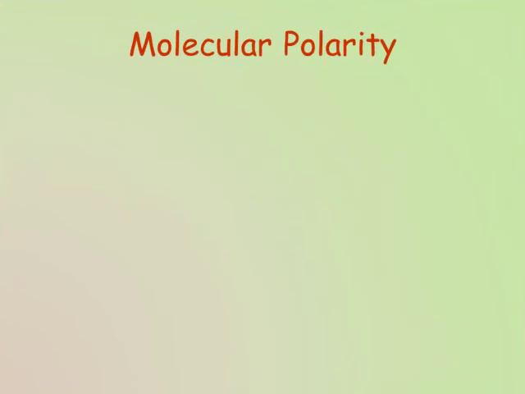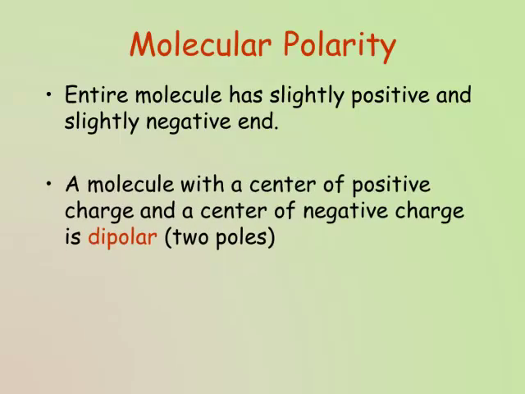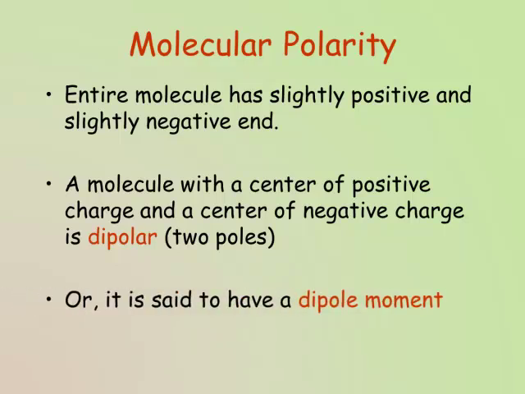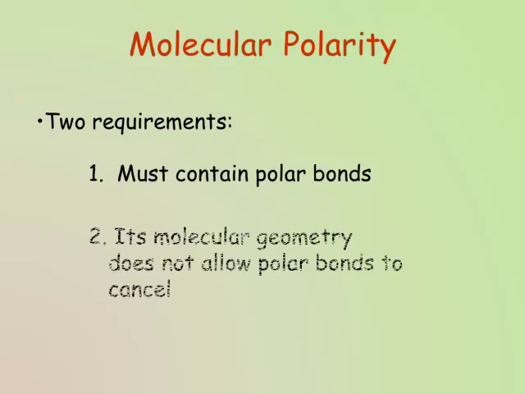To describe a molecule as polar means that the entire molecule has a slightly positive and slightly negative end. A molecule with a positive region and a negative region is said to be dipolar, or it is said to have a dipole moment. For a molecule to be polar, two things must be true. The molecule must contain polar bonds, and its molecular geometry does not allow for polar bonds to cancel.